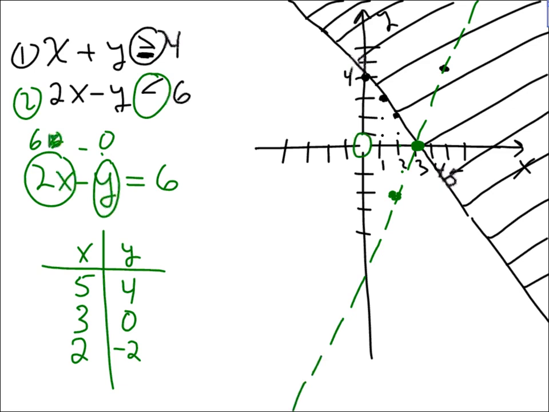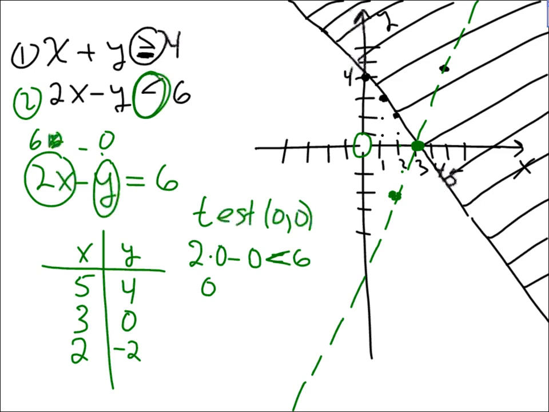I think it's clear which half of the line the origin is on. So we will test the origin. If the origin is not on a line, pick a point where you know what half of the line it's on. Okay, 2 times x minus y is less than 6.